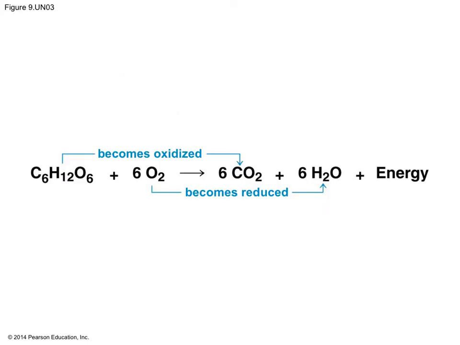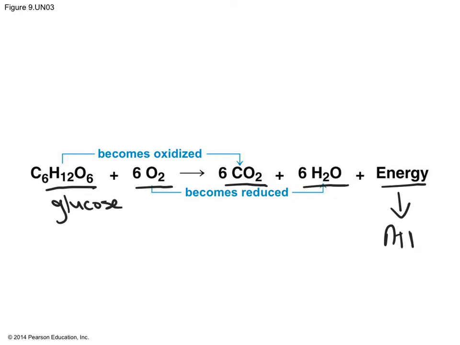Let's take a look at the overall equation for the process of cellular respiration. We have glucose plus oxygen, yielding carbon dioxide as a waste product, water, and energy in the form of ATP. So in the process of cellular respiration, glucose here becomes completely oxidized into carbon dioxide, and oxygen is going to be completely reduced.